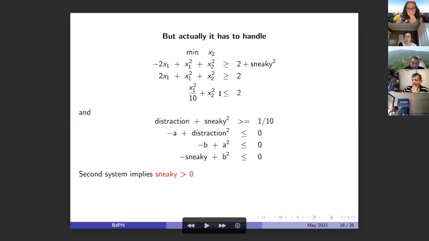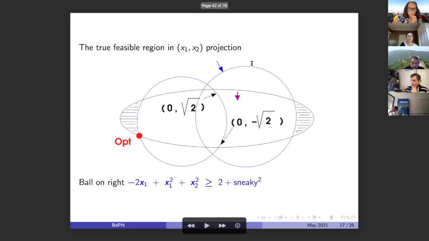And so what is going on is that this is the problem that the solvers have to handle. This is the complete problem. And we have this sneaky variable here and in this other subsystem. And the second subsystem implies that this sneaky variable must be positive. And once it is positive, then it alters the picture, and the 2 feasible points that were here and there are no longer feasible, and the optimum is there.